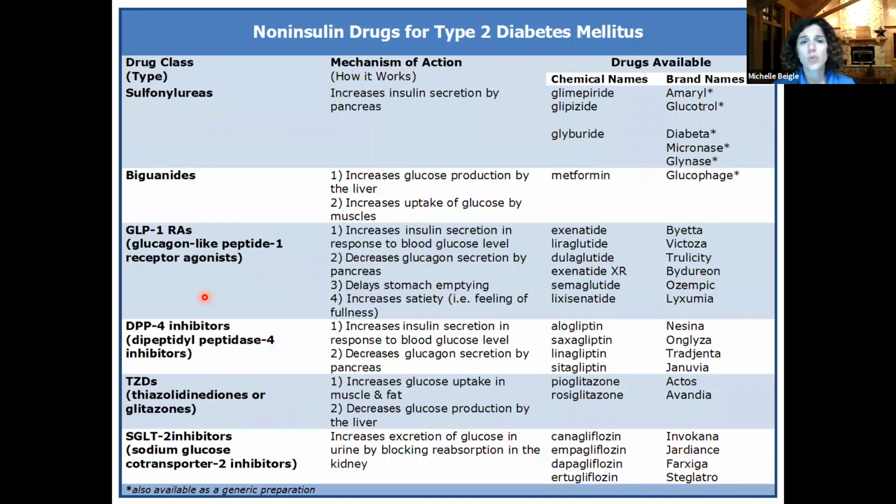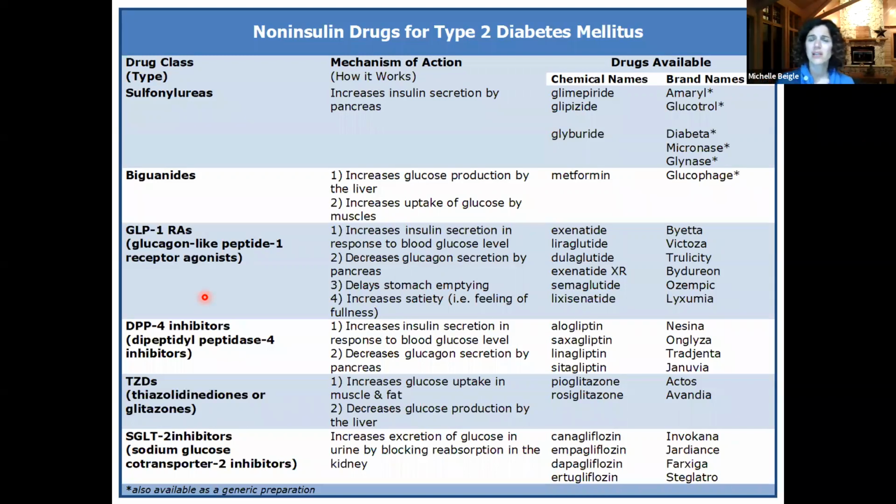The other ways that it works is it decreases glucagon secretion by the pancreas. It delays stomach emptying, so when we slow down the absorption in the stomach, we decrease the amount of sugar that is immediately absorbed. We slow that absorption of glucose into a more slow and controlled, so we don't get those postprandial spikes. So GLP-1s actually are quite good for individuals who have postprandial hyperglycemia.